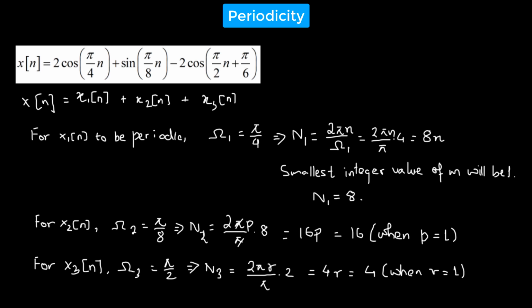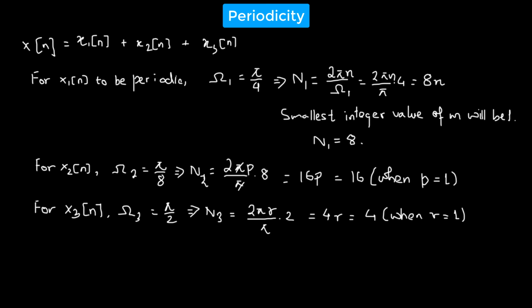So we have the period of each of the discrete time signals x1, x2 and x3. Now let us combine them so that we can get the overall period of x of n. So the period of our given discrete time signal function x of n will be simply equal to the LCM, the lowest common multiple, of the period of x1 of n, the period of x2 and the period of x3.